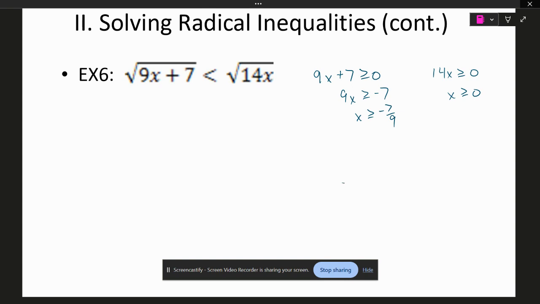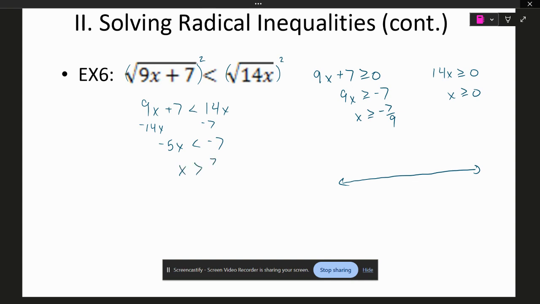We'll put those down on our number line here in a minute. Let's first find out what our solution is to our equation. They both are square roots on each side. So I'm going to square both of them. I don't have anything not underneath a radical. So this will give me 9x plus 7 is less than 14x. I usually like to keep my x on the left side. That's just my preference. So if I subtract 14x here, I get negative 5x. And then if I subtract 7, less than negative 7. And then I'm going to divide by negative. When I divide by negative, that flips my sign. So I end up with 7/5.